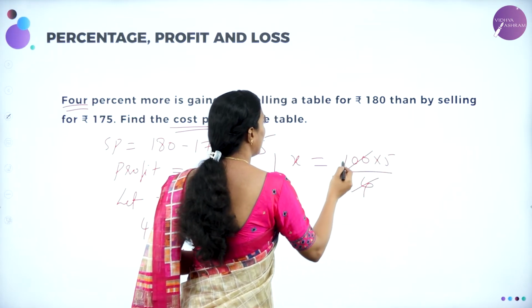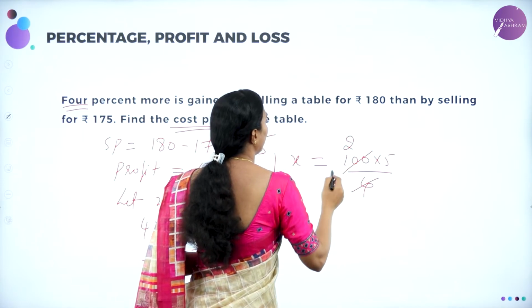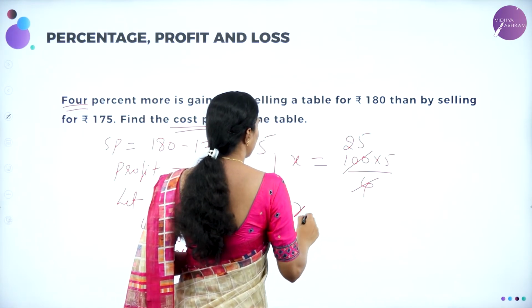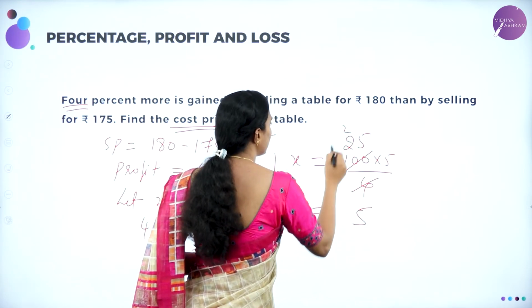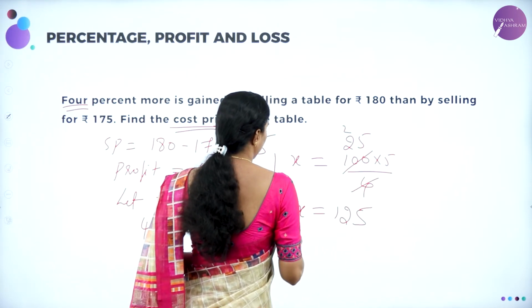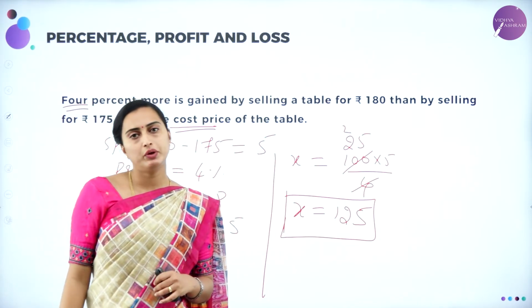Now 4 ones are 4, 4 2s are 8, and then 4 5s are 20. So X will be equal to 5 5s are 25, 5 2s are 10, 10 plus 125. So X, the cost price, will be equal to 125.